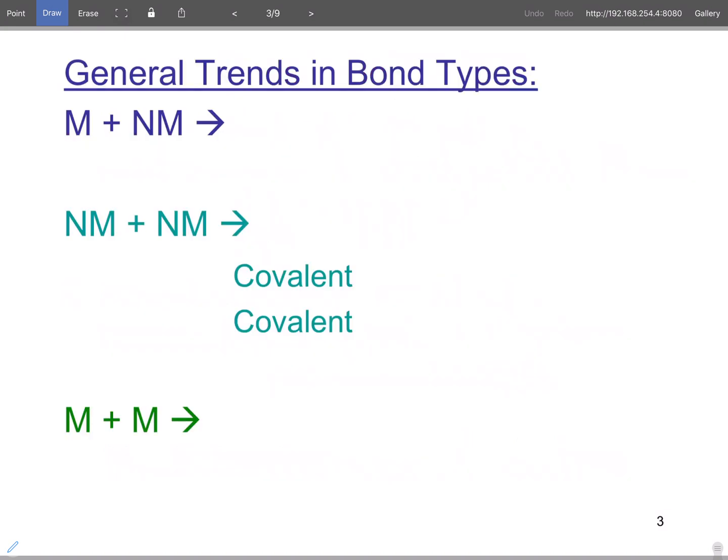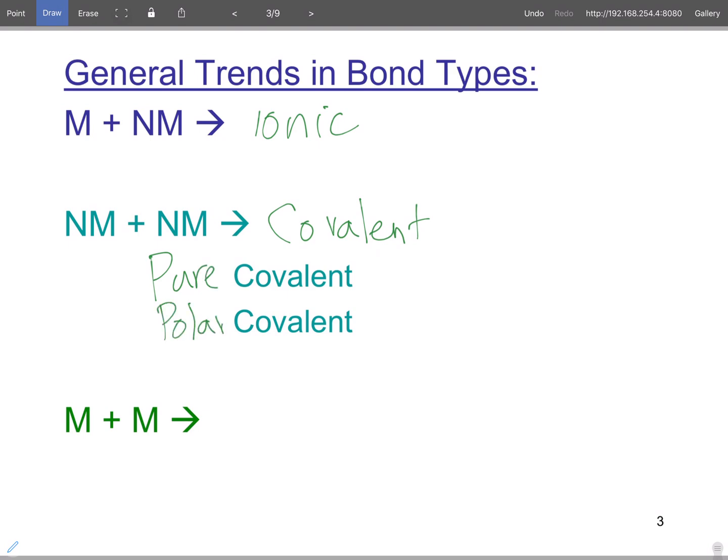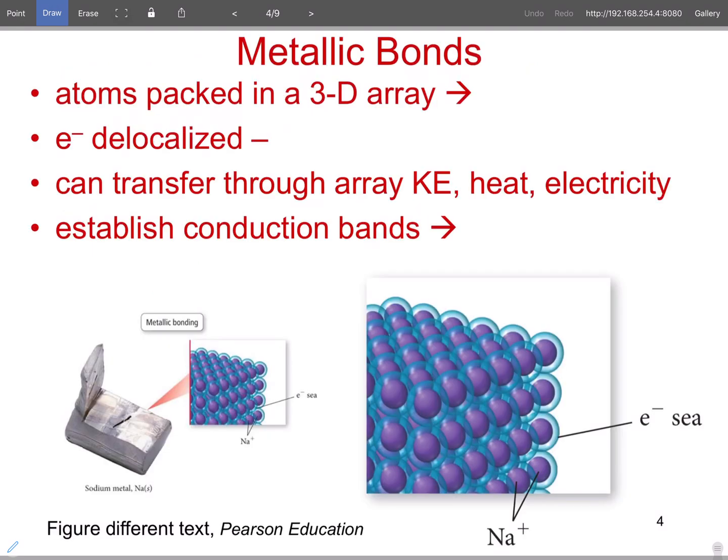Okay, so the general trend is metal and non-metal will be ionic. Non-metal and non-metal will be covalent. Now, of covalent bonds, you're going to find out that we have pure covalent bonds and we have polar covalent bonds. If you have metals bonded with metals, brass, etc., that's a metallic bond. So this is just a recap of what we did before. So we're going to talk about metallic bonds.